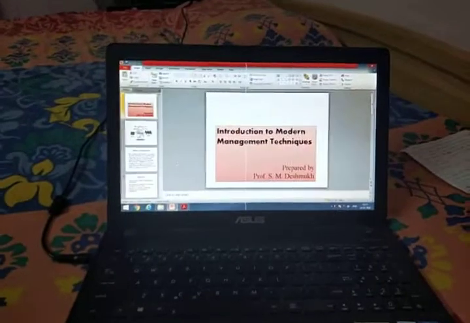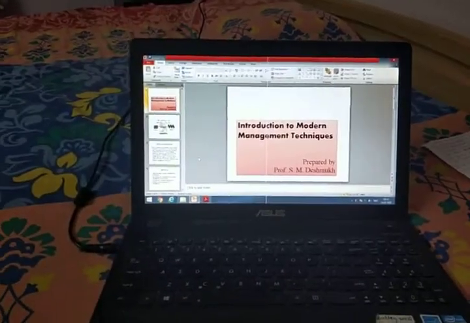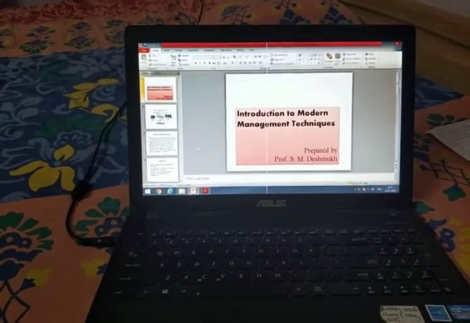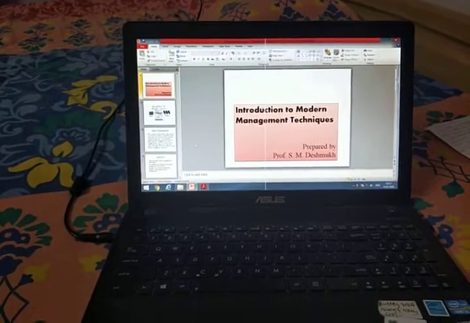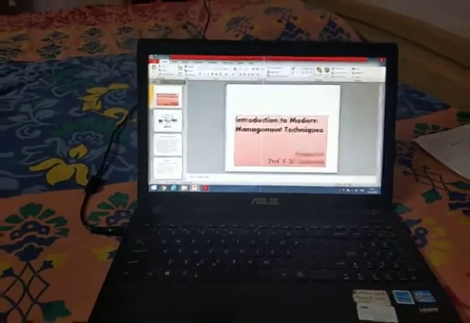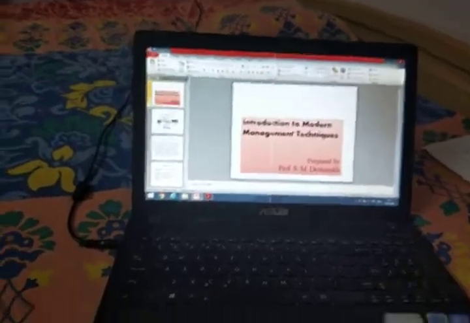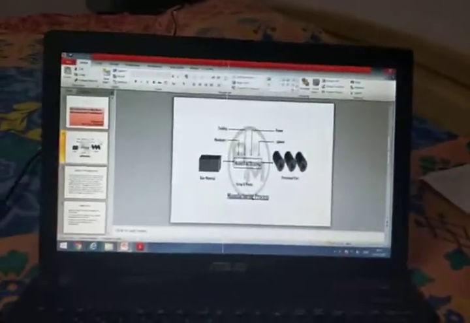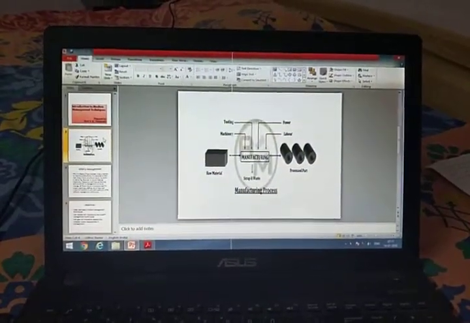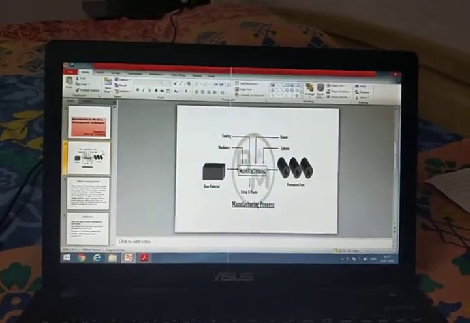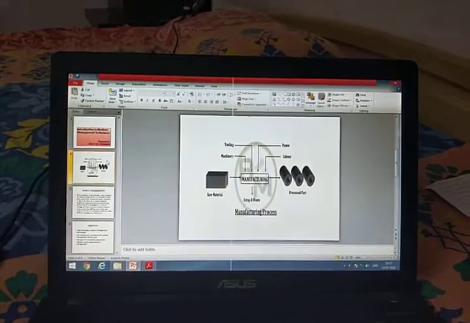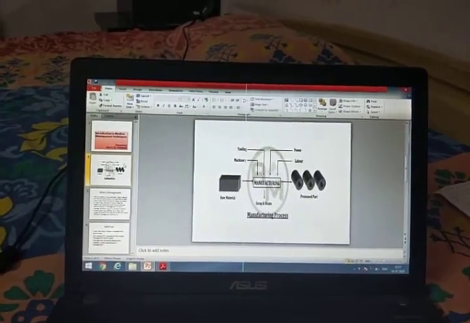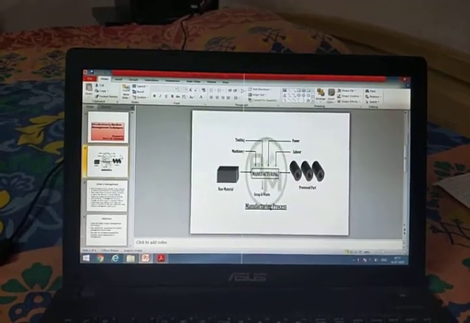Basically, why is it required to learn this subject, modern management technique? Because we are aware that in production process in any industry, there is a group of people who come together, and in that the raw material is converted into finished goods. This we have seen in manufacturing process.